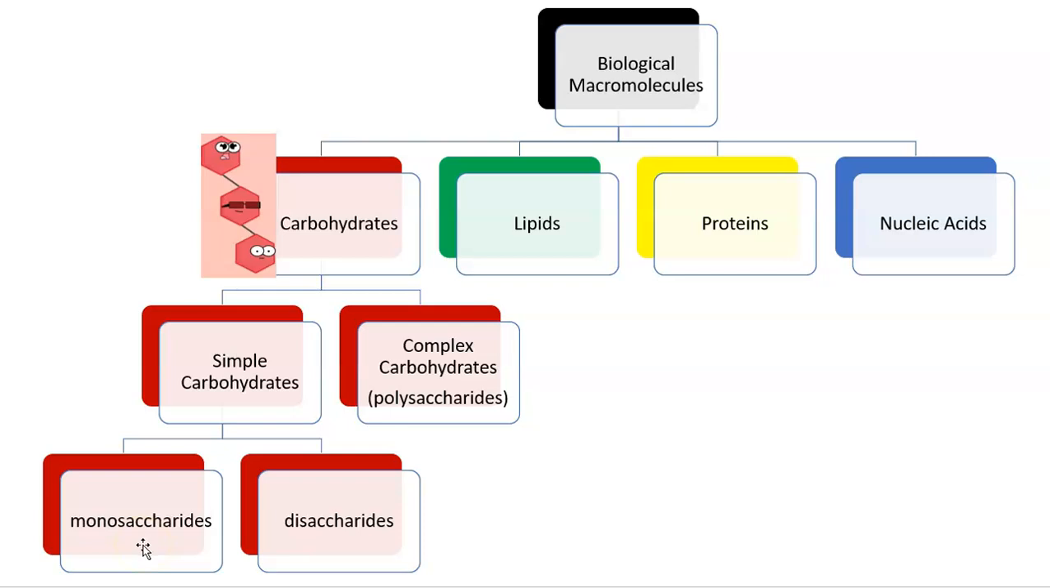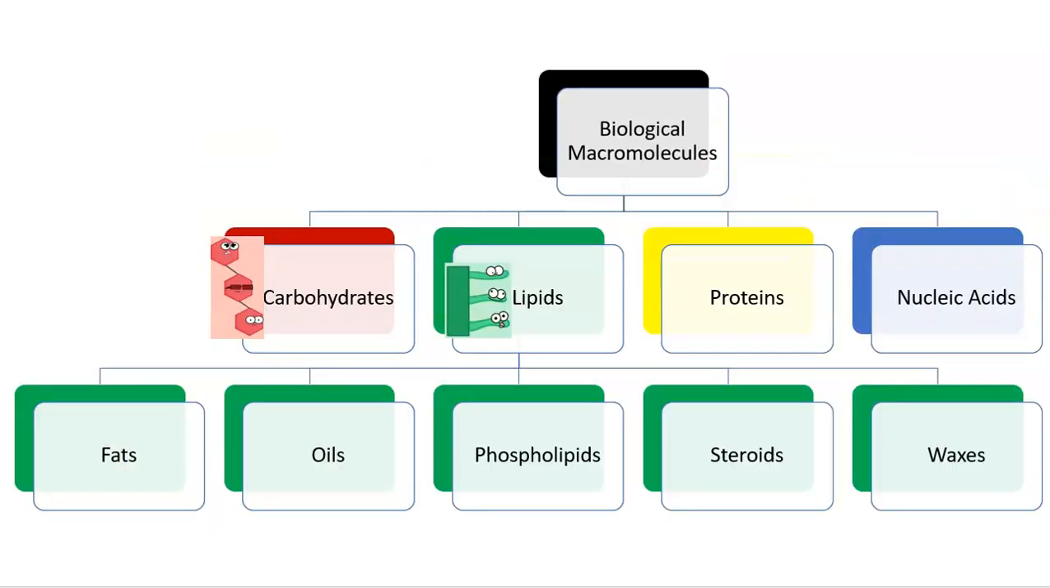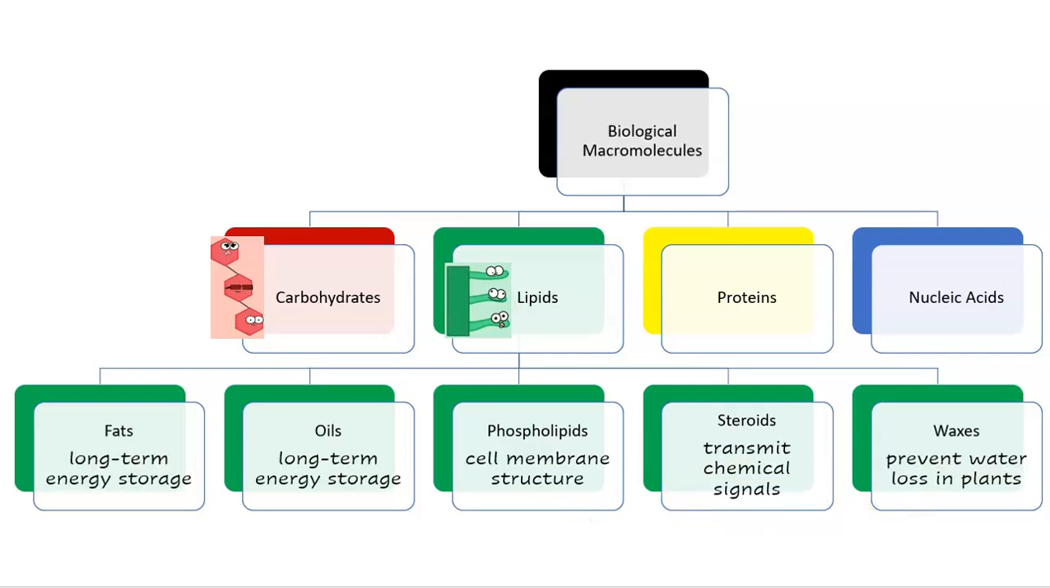And then after we do carbohydrates, we'll discuss lipids. Lipids can be fats, oils, phospholipids, steroids, and waxes. And they all have kind of different functions in an organism's body. Fats serve as long-term energy storage. So do oils. Phospholipids, they aid in cell membrane structure, which we're going to learn about here in just a second.